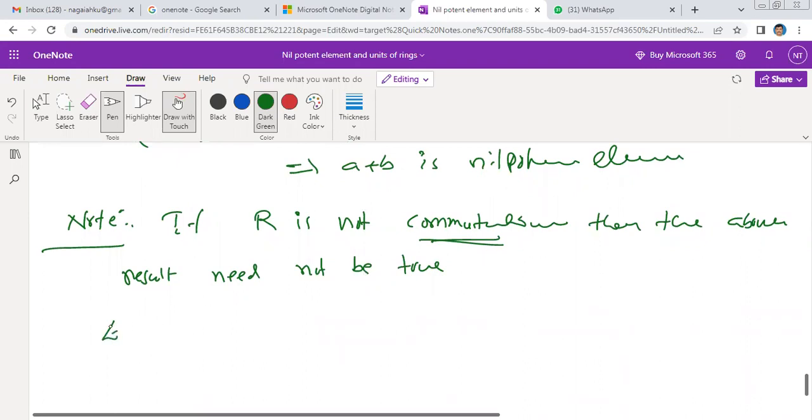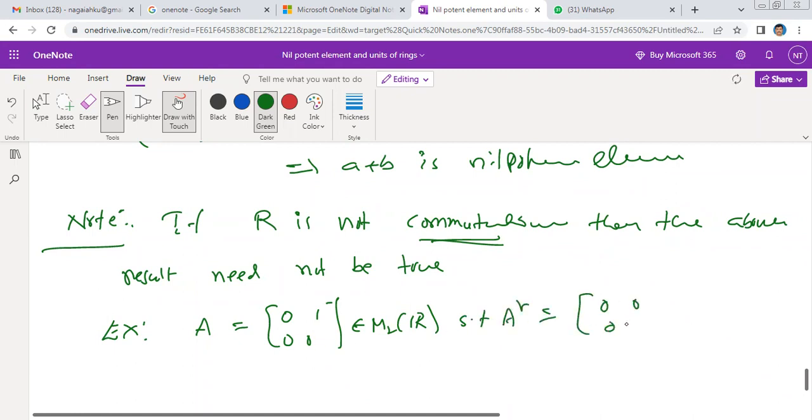Suppose I'm taking matrices. You take the example for matrices. My matrix A is 0 1 0 0, which belongs to the ring of 2 by 2 real matrices, such that A square value is, what is the A square value? 0. So A is a nilpotent element.